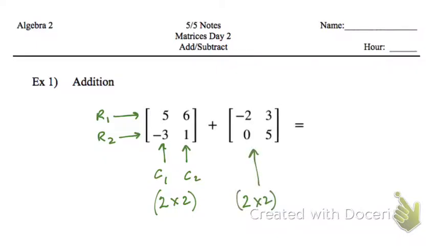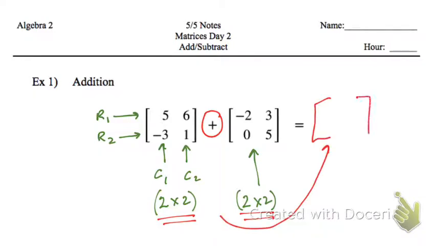Okay. Now today we're going to look at simply adding and subtracting. Whenever you add and subtract, this is important. These two have to be the same size, the same dimension. Okay, both of them are 2 by 2, 2 by 2s. Now what that tells me is my answer will be a 2 by 2.